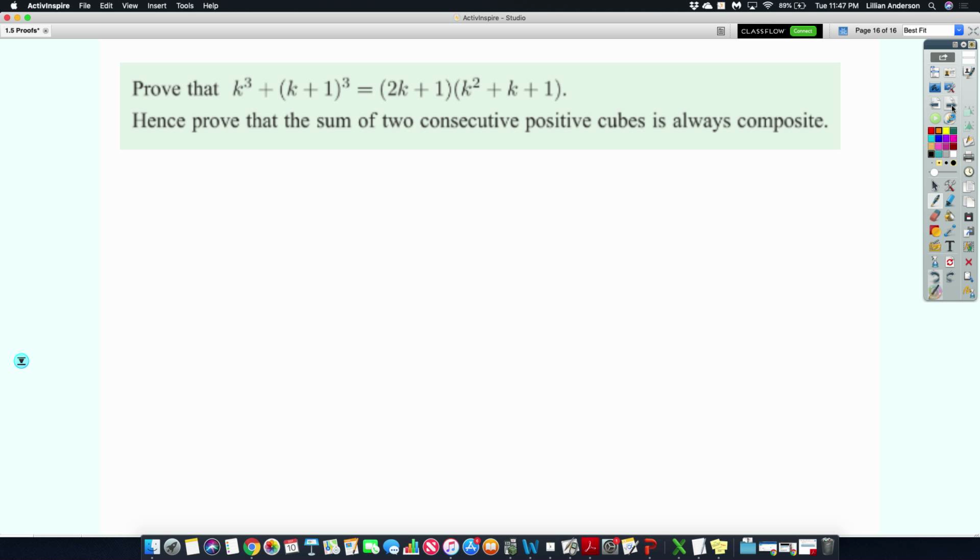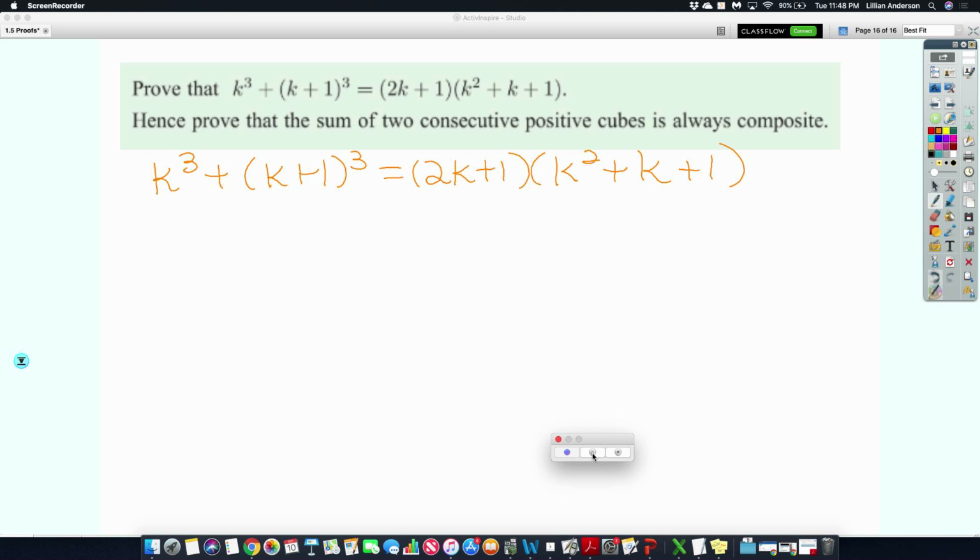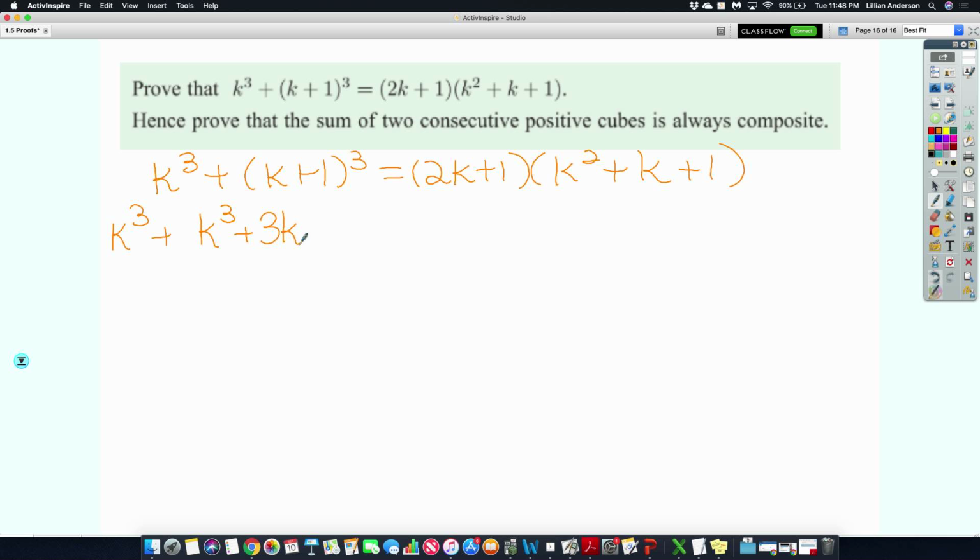Here's another one. I want you to pause the video and work this one out. And when you're ready to see the solution, press play. For this particular problem, I chose to work with the left-hand side. And so I'm going to use my binomial expansion to expand (k plus 1) to the third power. That turns into k to the third power plus 3k squared plus 3k plus 1. Working solely with the left-hand side to make it look like the right-hand side, I can combine like terms to get 2k to the third plus 3k squared plus 3k plus 1.